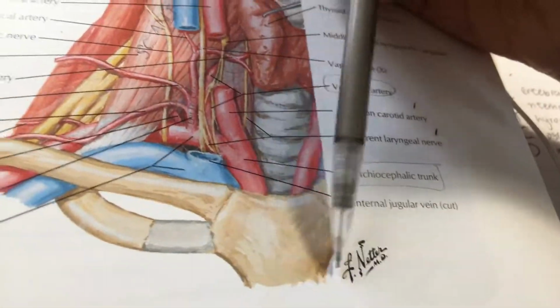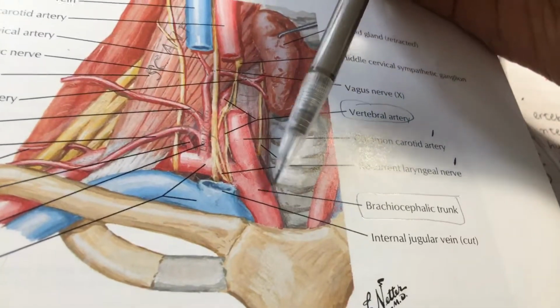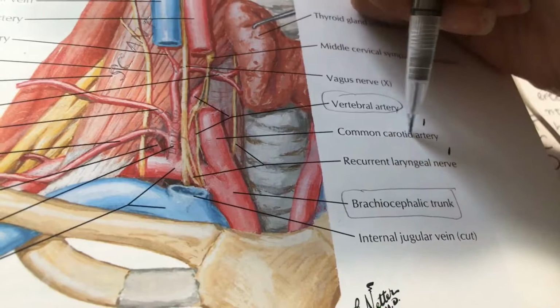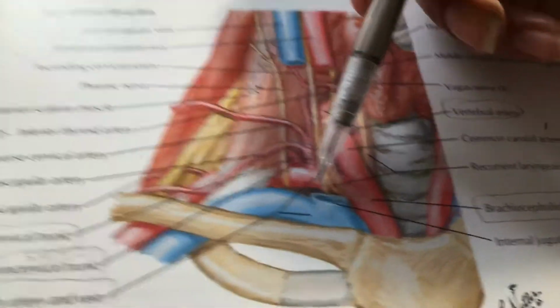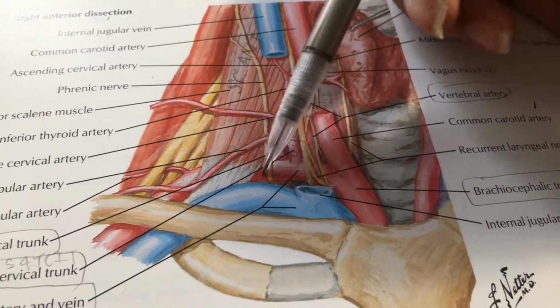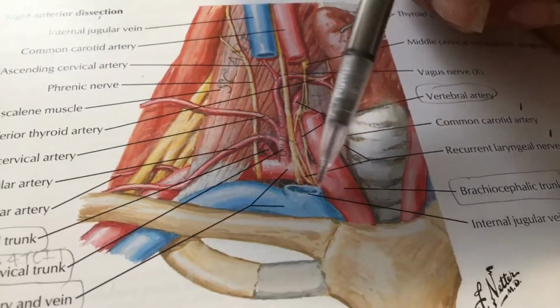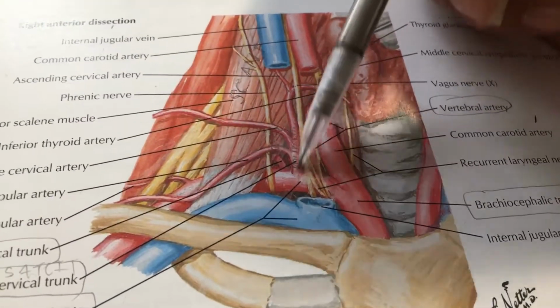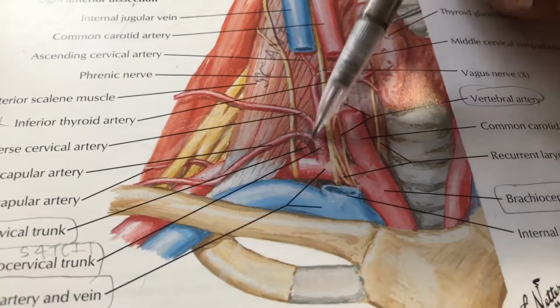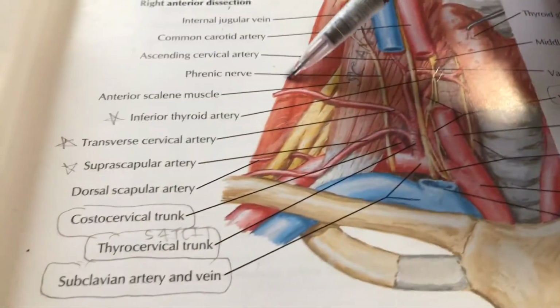So above the manubrium and the sternum, you can see the brachiocephalic trunk. We already said that it divides into the right common carotid artery as well as the right subclavian artery. Okay, so here you can see the subclavian artery and the common carotid artery. The subclavian artery divides into the thyrocervical trunk as well as the costocervical trunk. The thyrocervical trunk then has its own divisions.